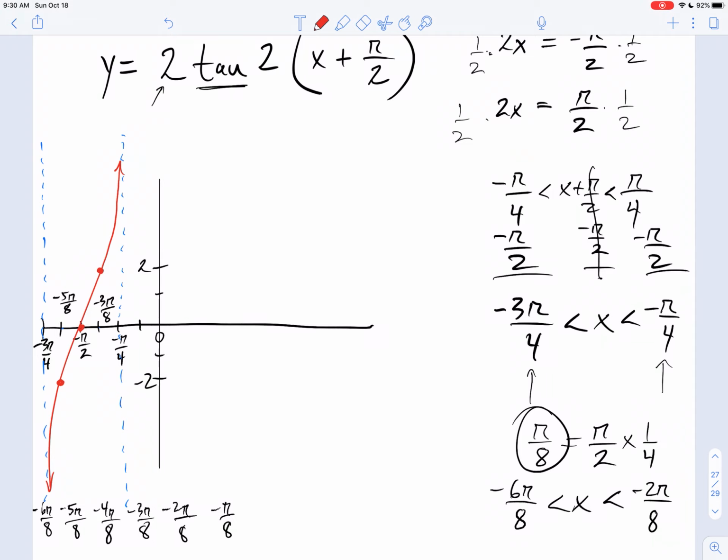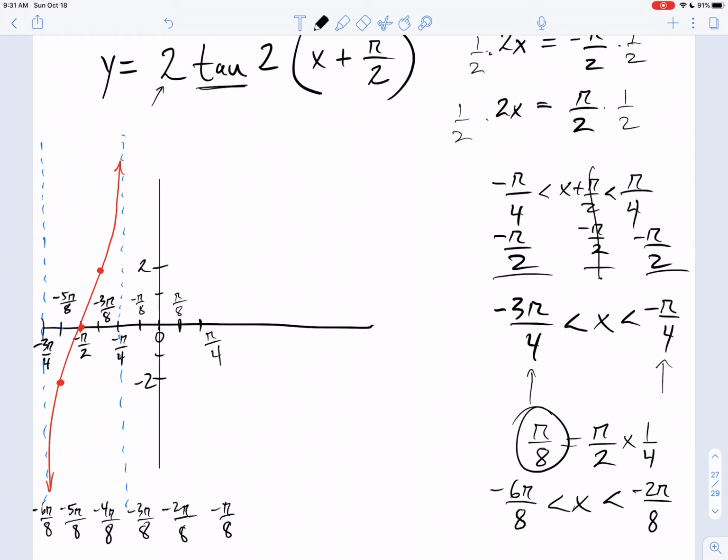Now, I'm just going to quickly knock out the other one. So remember, I left off here at negative pi eighths. Then that would be 0. Then this one would be regular pi eighths. Then this last one would be 2 pi eighths. But 2 pi eighths, I would just call that pi over 4.